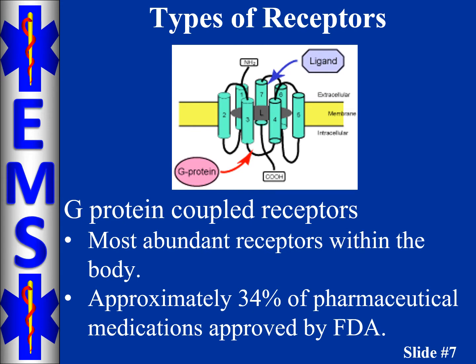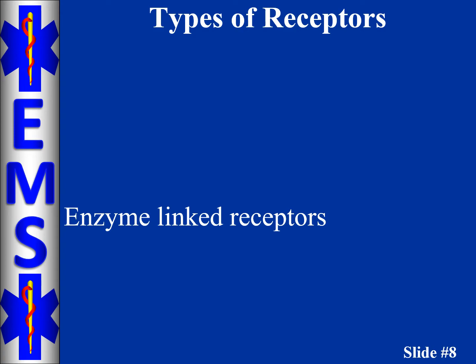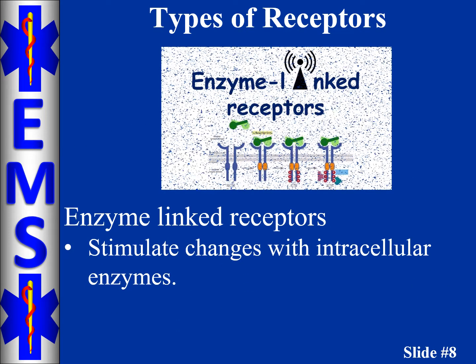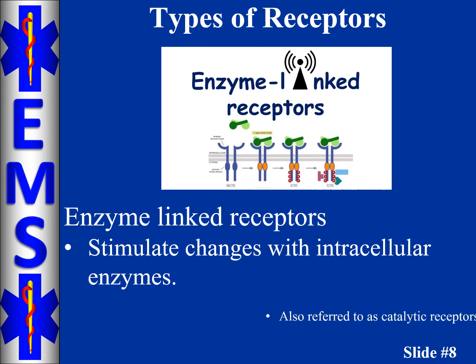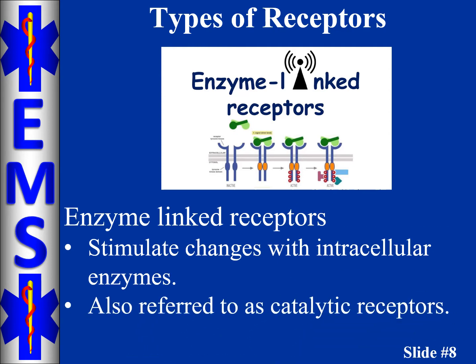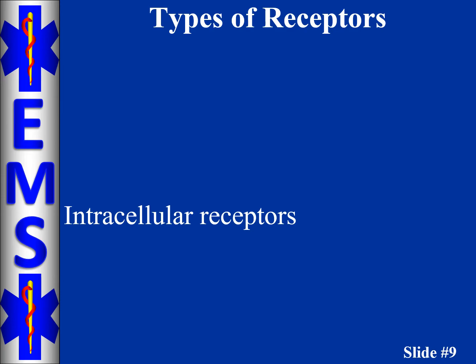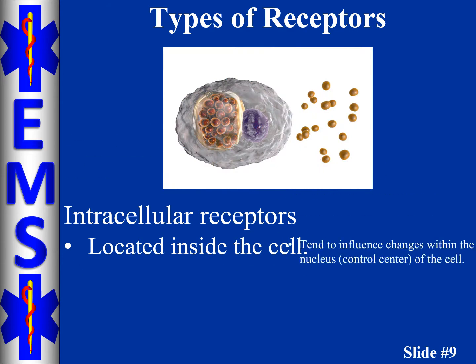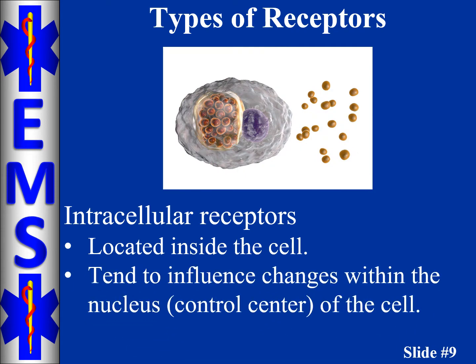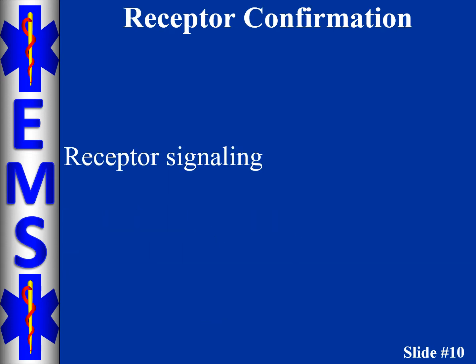The third type of receptors are enzyme-linked receptors. These receptors stimulate changes in the intracellular enzymes. They're also referred to as catalytic receptors. Intracellular receptors are the fourth type of receptors. As the name implies, these receptors are inside the cell and tend to influence changes within the nucleus or the control center of the cell. At this point in time, it's not necessary to differentiate between the 4 types of receptors. What's important is to understand that signaling a receptor will result in the cell's action, and inhibiting a signal diminishes the action of a cell.